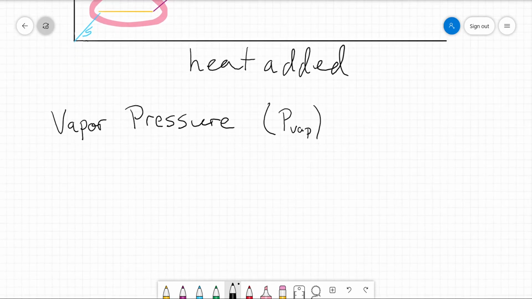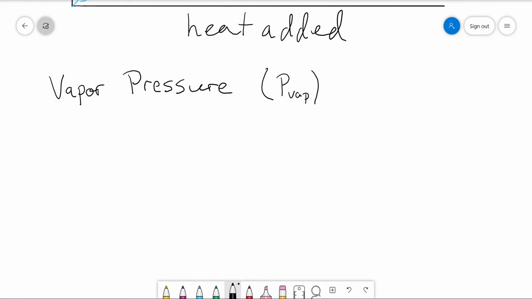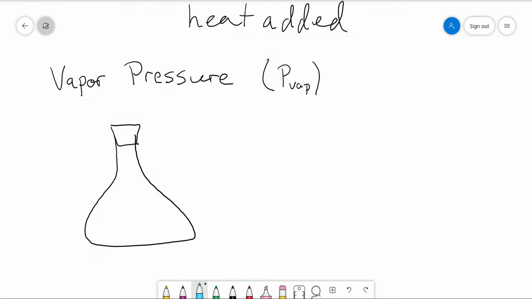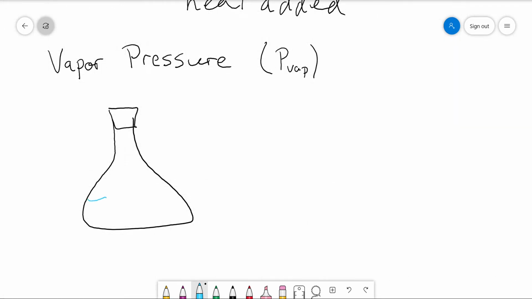If we have a flask, let's see if I can draw a really bad picture of a flask. I guess now that I'm using a computer I can cut and paste, but oh well. So there's our flask, and in it we're going to put some H2O liquid. Now, if we set this on a sunny windowsill, we all know what's going to happen. That H2O liquid is going to turn into H2O gas. The water is going to evaporate.